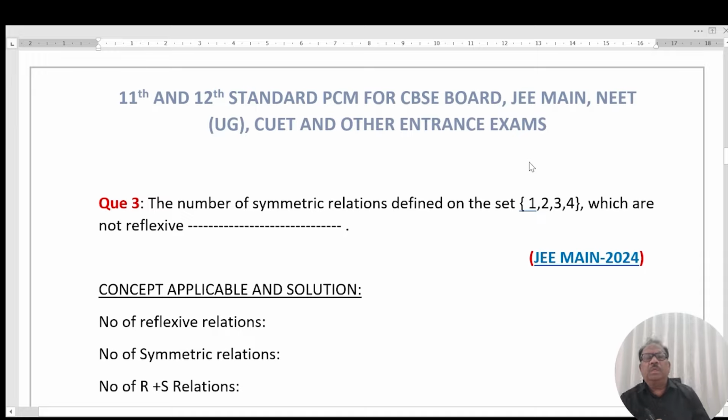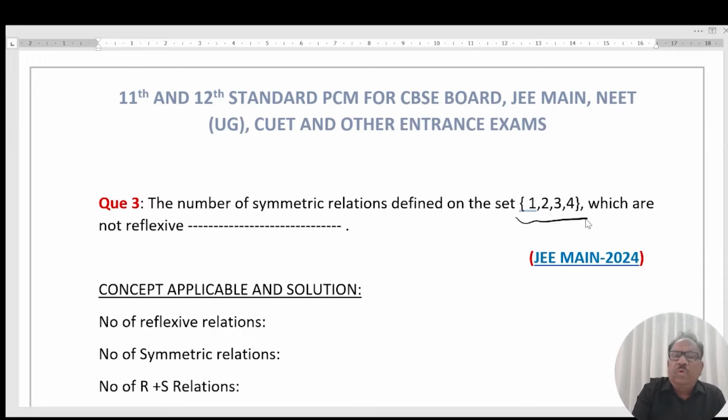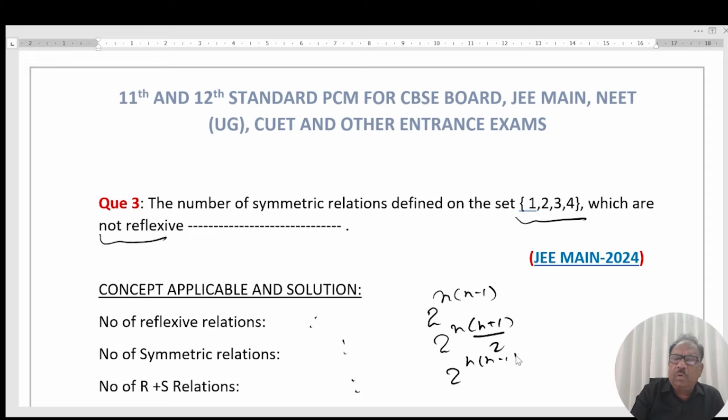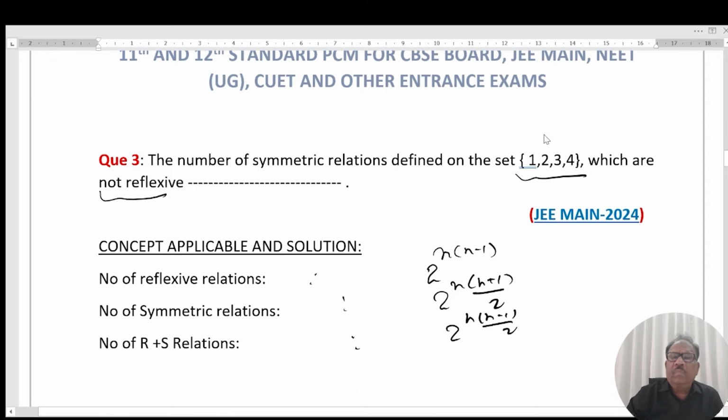Next question: the number of symmetric relations defined on the set {1, 2, 3, 4} which are not reflexive. Number of reflexive relations is 2 to the power n minus 1. Number of symmetric relations is 2 to the power n(n+1)/2. Number of reflexive relations is 2 to the power n(n-1)/2.